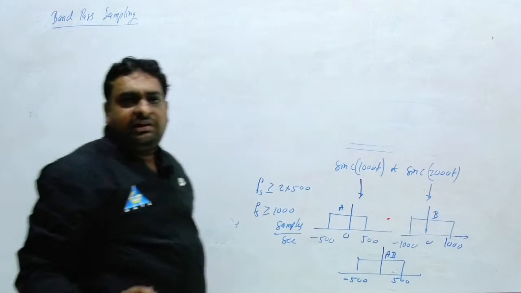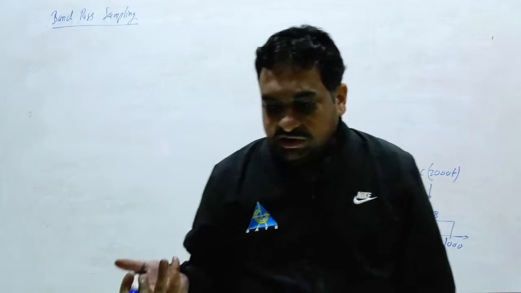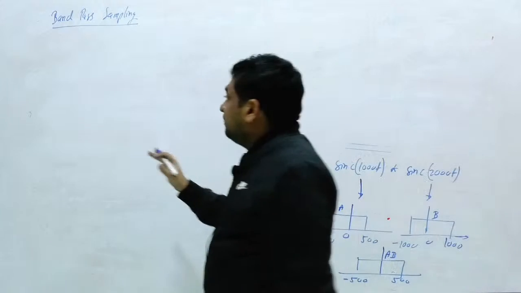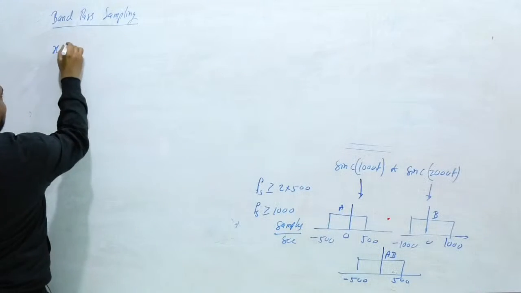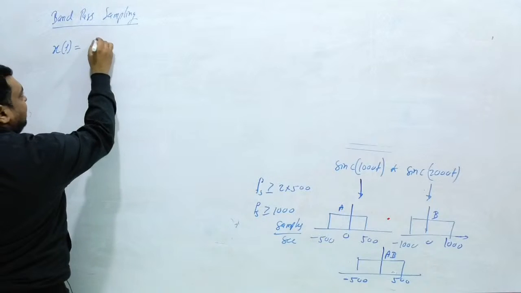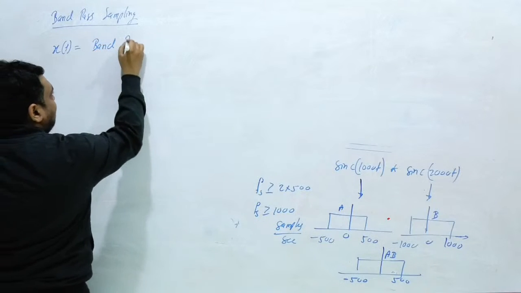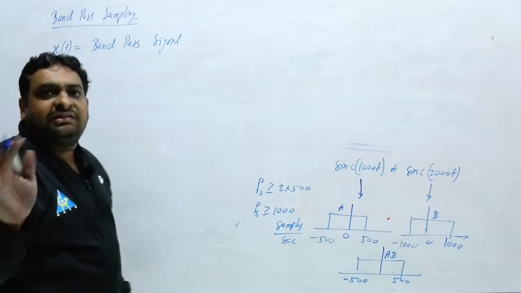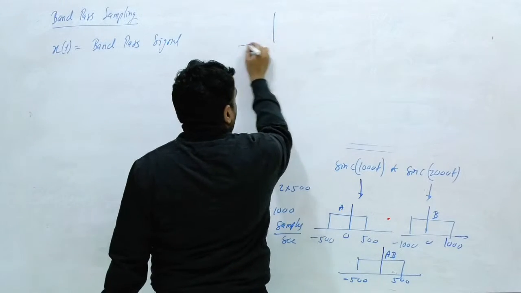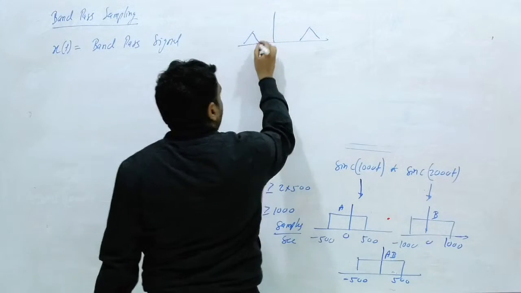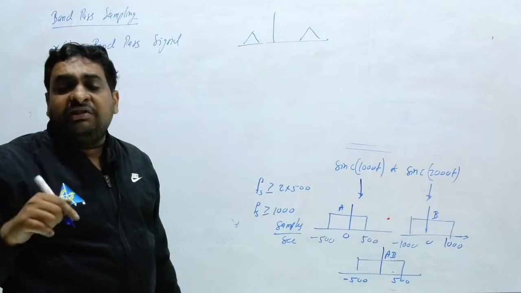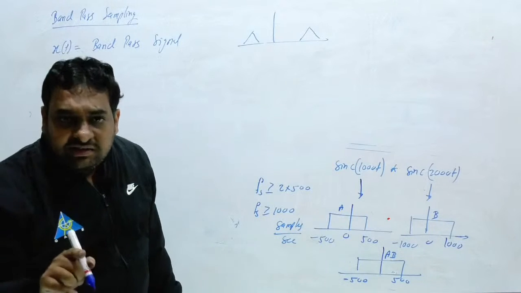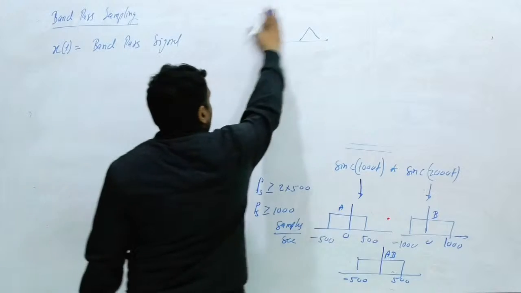Sometimes students feel this is a tougher part. No, wait, this is again a very easy thing. Now, if I am considering one signal x(t), and x(t) is a band pass signal. How can you say x(t) is a band pass signal? If I just provide you x(t), you cannot tell. Always, band pass, low pass, high pass, band stop, you can say from the Fourier transform, meaning from the spectrum.